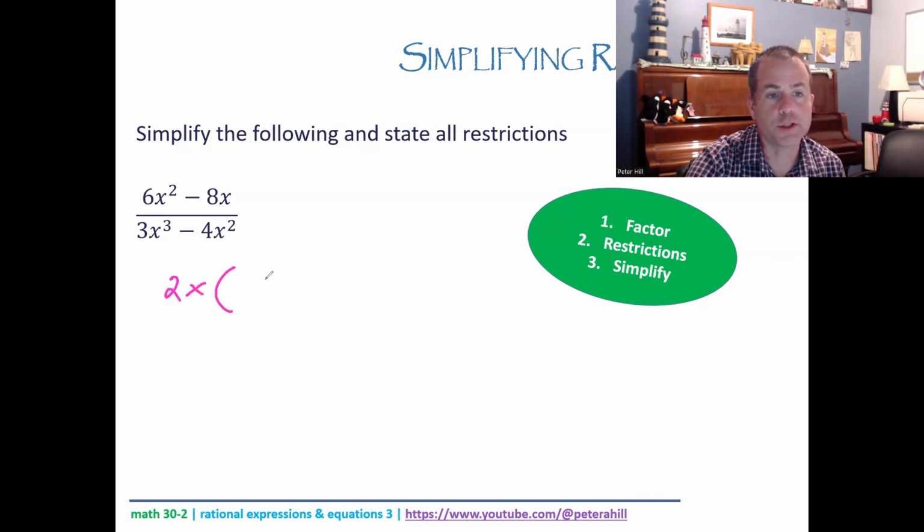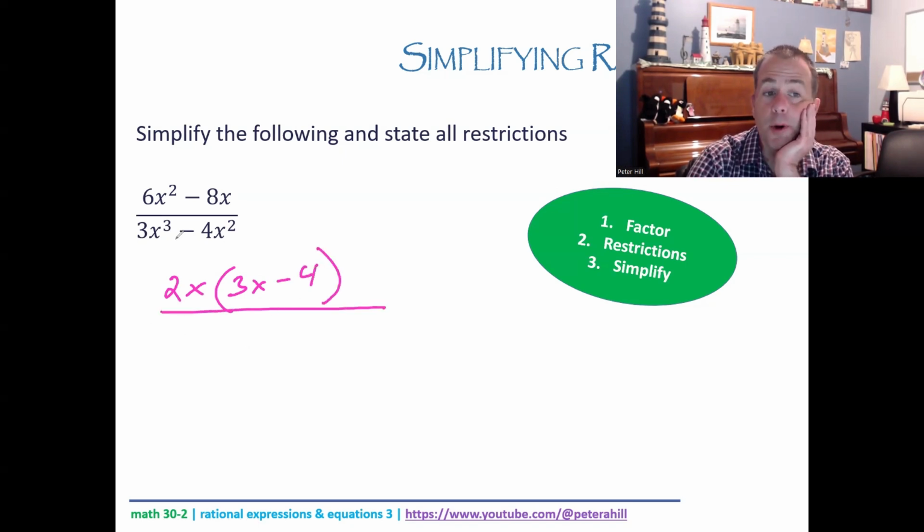So I could factor out a 2x, and what would that leave me with? It would leave me with 3x minus 8x divided by 2x would leave me with minus 4, okay? Then on the bottom of this, I've got 3x cubed minus 4x squared. I can take out an x squared. That's what's common to both of these, okay? And then that would leave me with 3x minus 4.